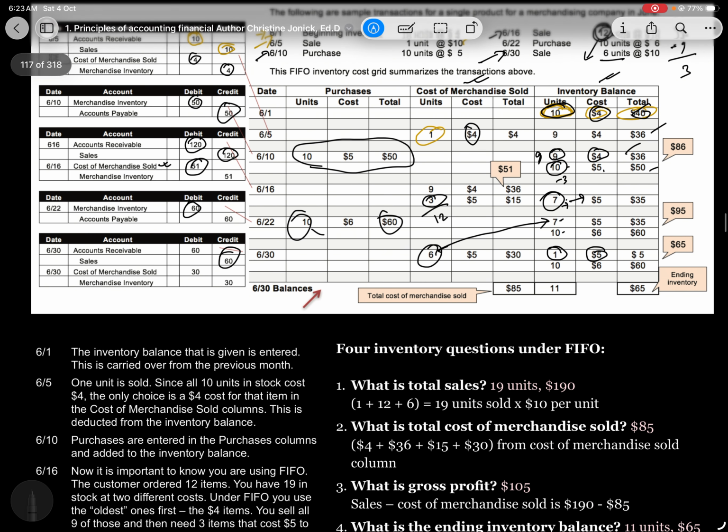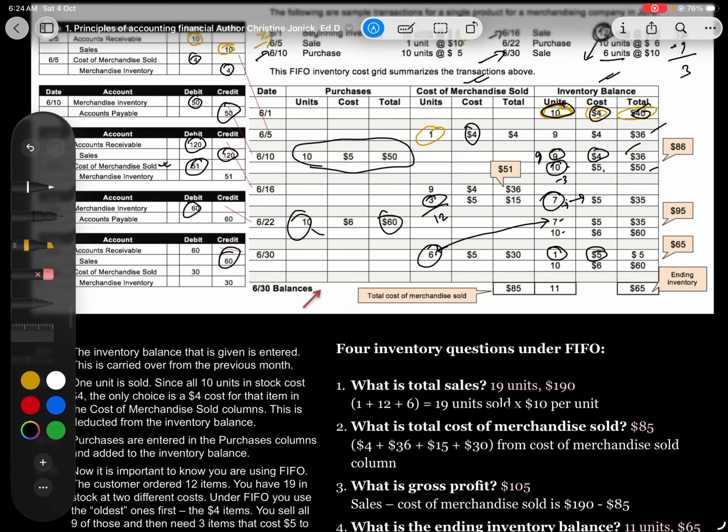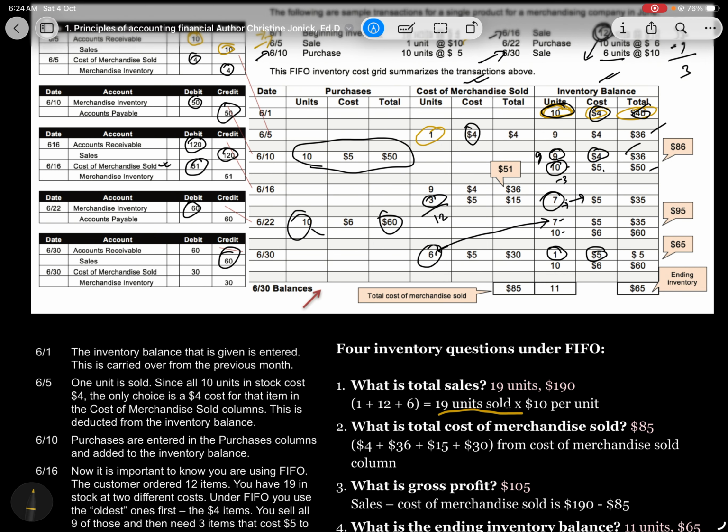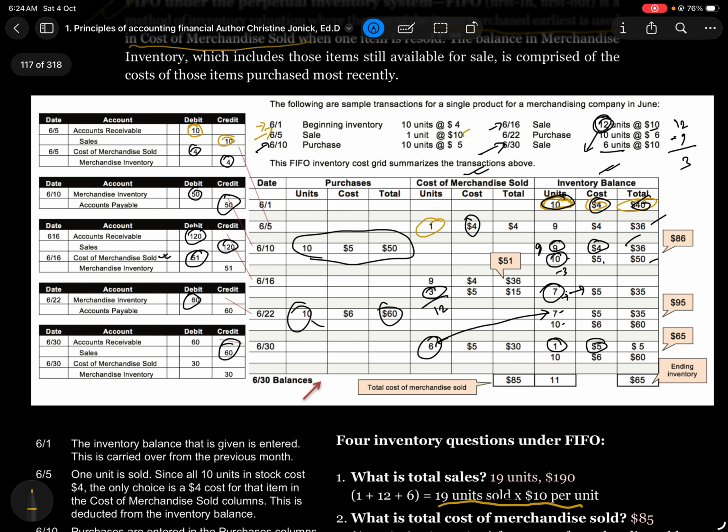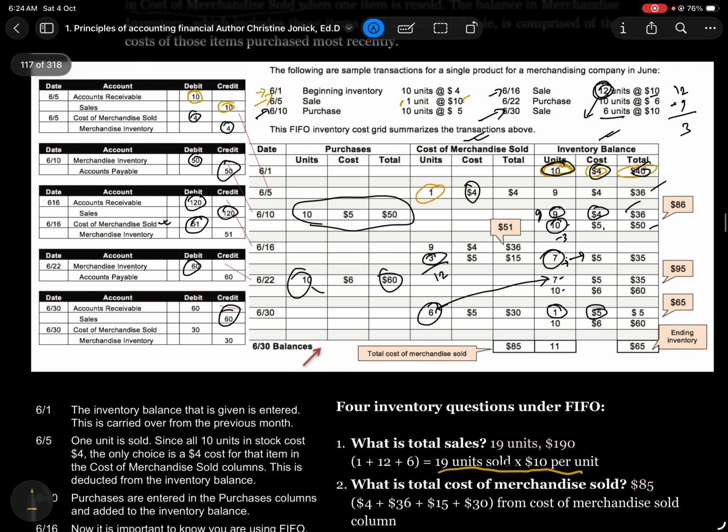Right. So what is the total sales? Total sales is basically just the number of quantity that we have sold. So it's just the quantity sold, right? Sales was 1, 12, and 6, so 19 units. 19 units were sold at 10 per unit, so it would be 190.